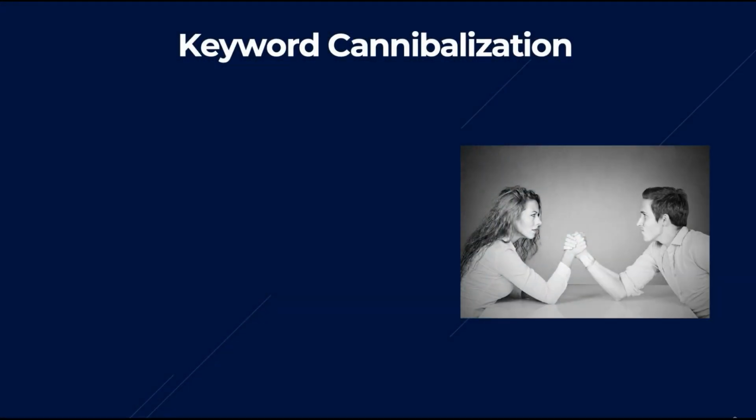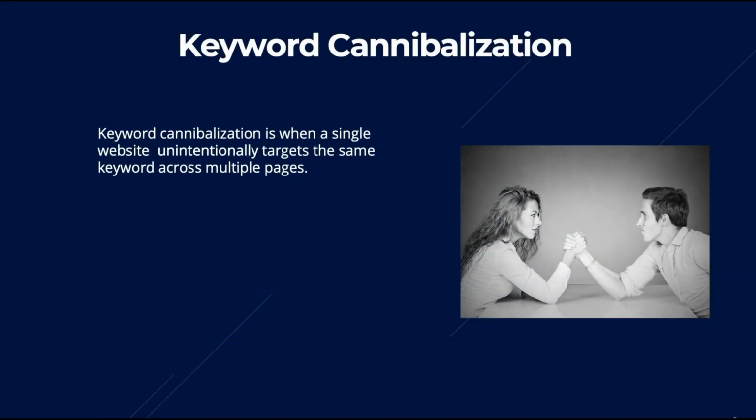Keyword cannibalization. Keyword cannibalization is when a single website unintentionally targets the same keyword across multiple pages. This is a little different from the last video where you have two pieces of similar content on your website and you want to combine them to make one superior piece of content. Keyword cannibalization is literally when you have two pages on your website competing for the same keyword. As a result, Google is not sure which one to rank.